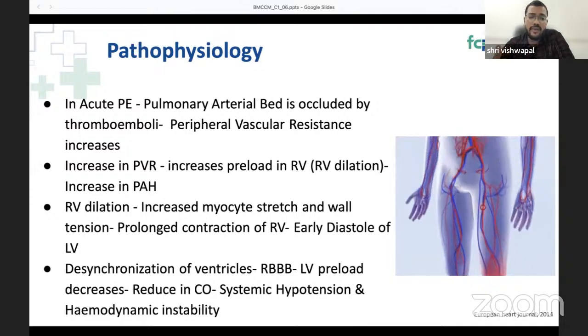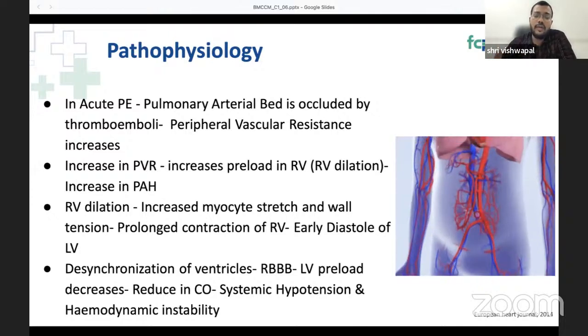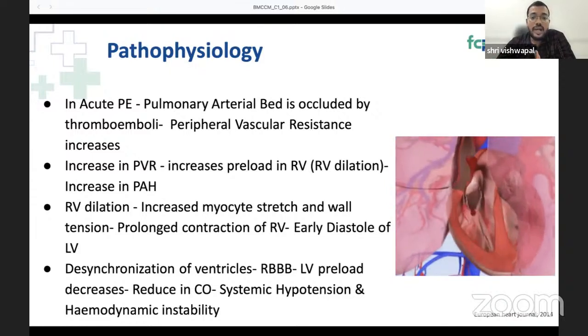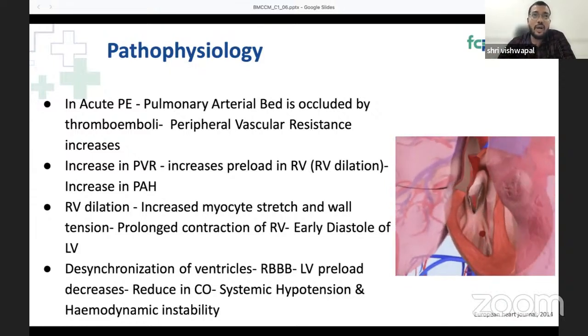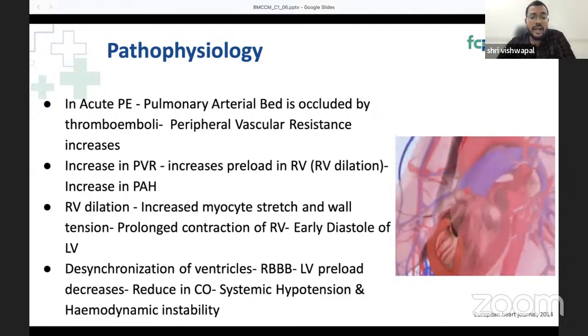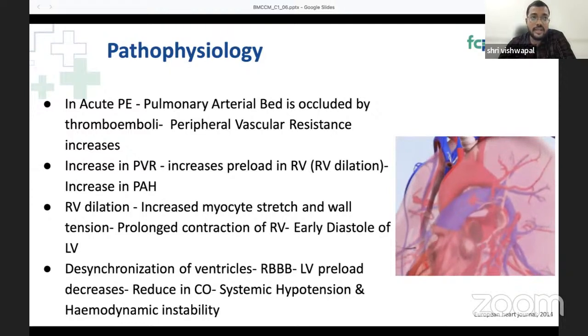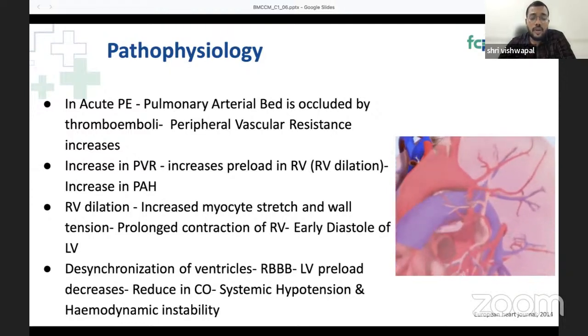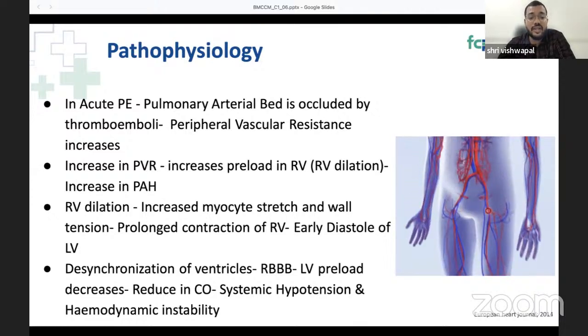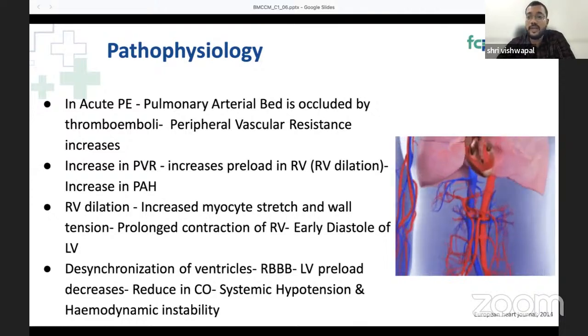The left ventricle will contract at a faster rate. So there is a desynchronizing in the ventricle. So what happens? The right bundle branch gets blocked, and the left ventricle preload decreases. When the left ventricle preload decreases, cardiac output decreases. When cardiac output decreases, it leads to systemic hypotension and hemodynamic instability.